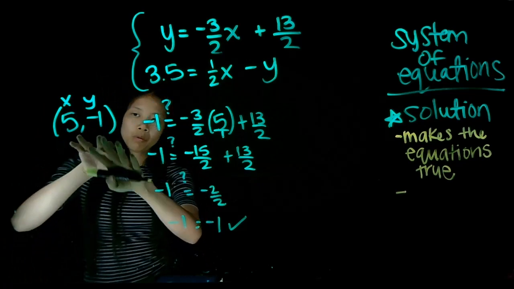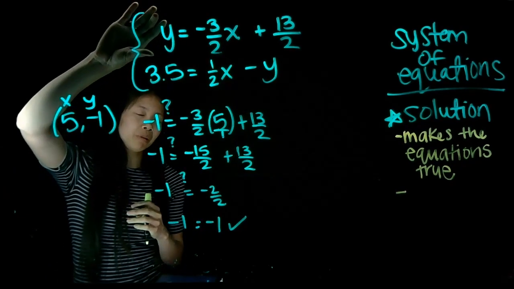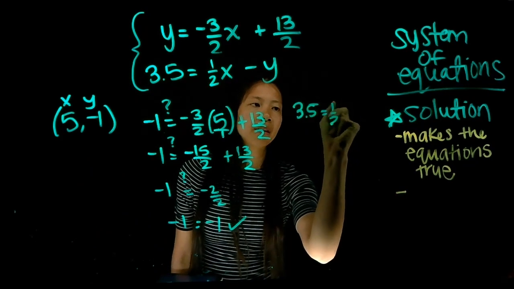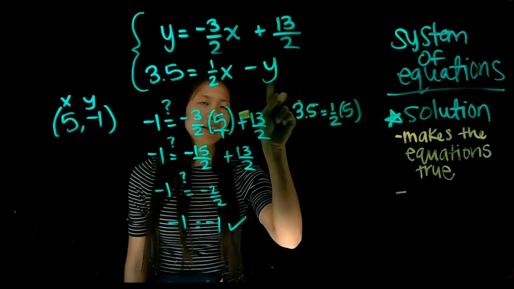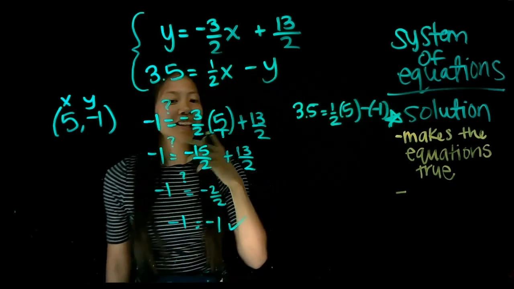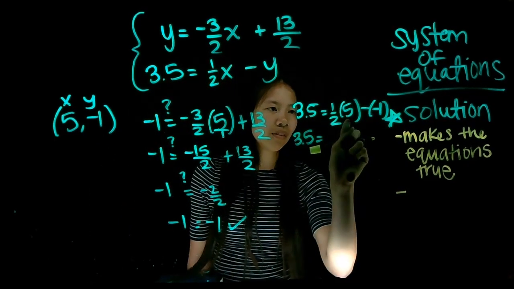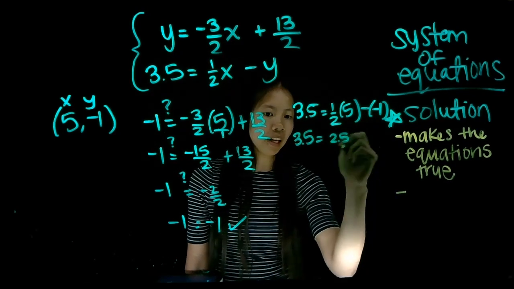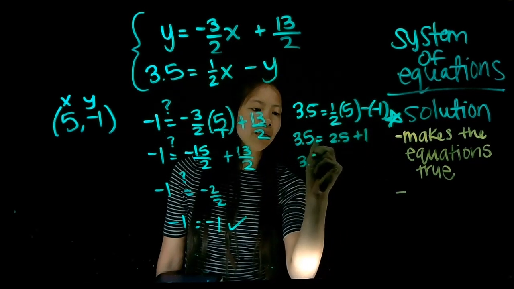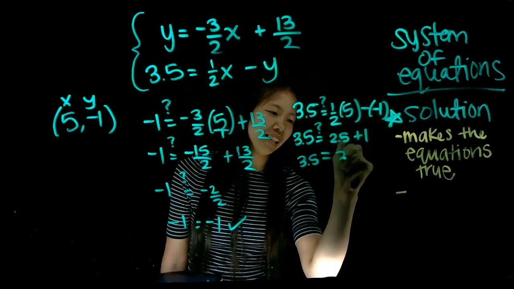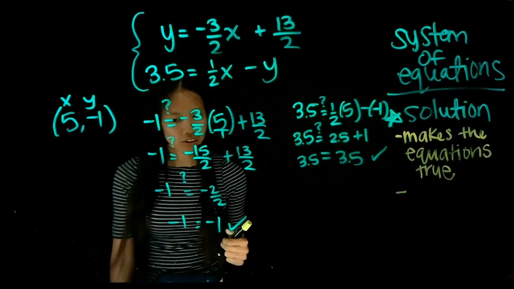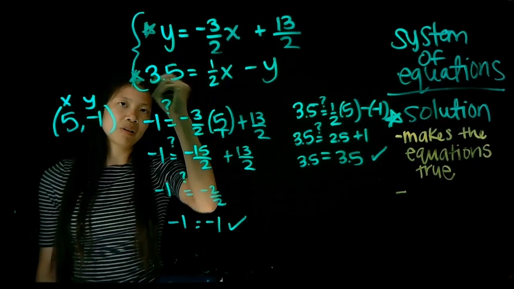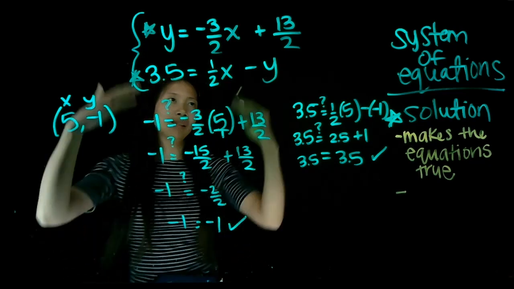All right, so this point is a solution for the first equation, but will it be a solution for the second equation? Let's try it out. So we got 3.5 equals 1/2, and instead of x, I'm going to swap it out for 5, minus y, or minus -1. Let's simplify. So we got 3.5 equals 5 times 1/2, which is the same as 2.5, and then subtracting a -1 is the same as adding 1. So we got 3.5. We're wondering, is this true? And yes, it is true. 3.5 equals 3.5. So because (5, -1) works for the first equation and the second equation, we know it is a solution to this system of equations.